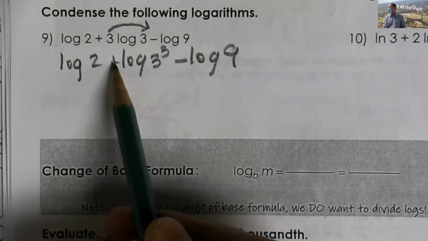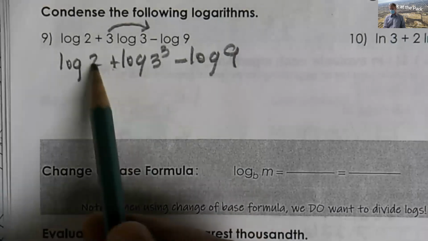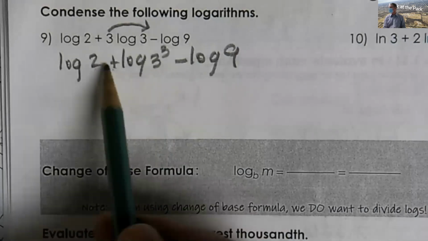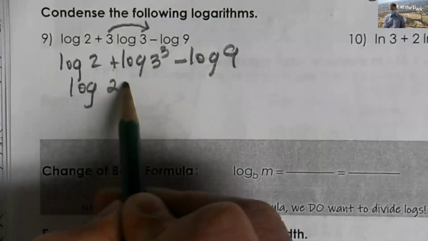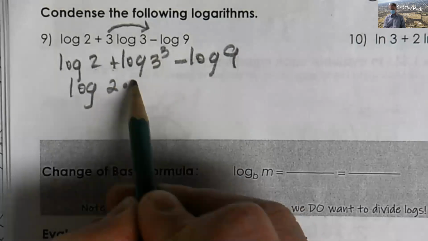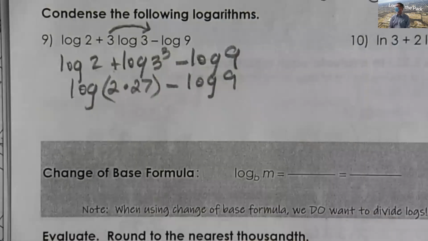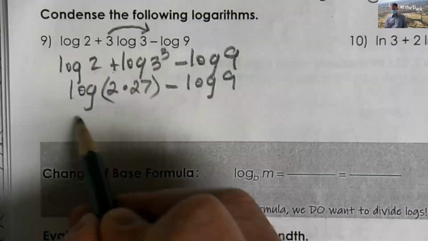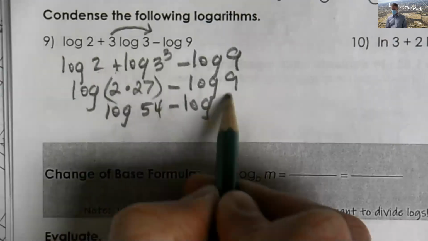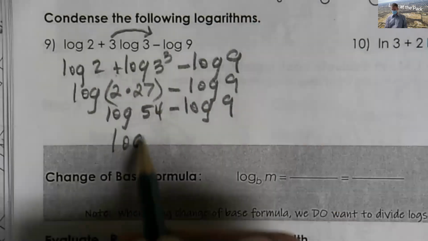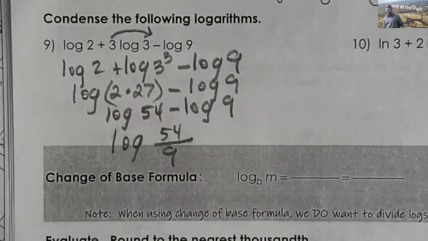Well, the plus between the logarithms tells us that this is multiplication. Multiplication of our 2 terms that we're trying to take the log of. So this is log of 2 times 3 cubed, which is 27, minus log of 9. Well, that's turning into log of 54 minus log of 9. Log of 54 divided by 9, because you have a subtraction between 2 logarithms.